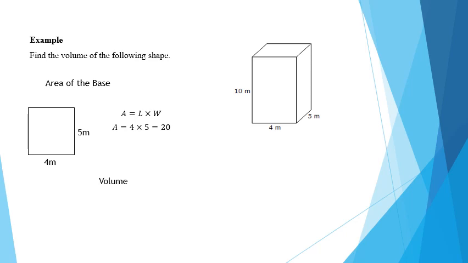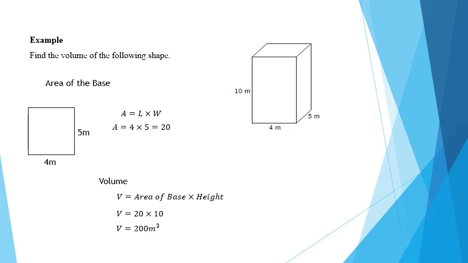So to find the volume of the object, we do the area of the base, which we said was 20, times the height of the object, which would be 10. So the volume would just be 20 times 10, or 200. The units we use for volume is meters cubed, because remember, we're counting how many of those little cubes fit inside an object. So our units are in meters cubed.